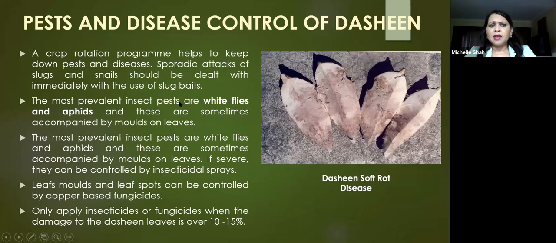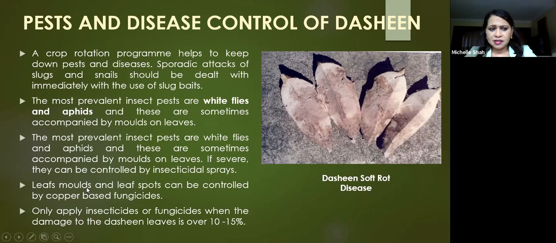Pest and disease control. The crop rotation program helps keep down pests and disease. Sporadic attacks of slugs and snails should be dealt with immediately with the use of slug baits. The most prevalent insect pests are whiteflies and aphids, and these are sometimes accompanied by moulds on leaves. They form on the dasheen plant, and the leaves begin to develop moulds. These are controlled by insecticidal sprays.